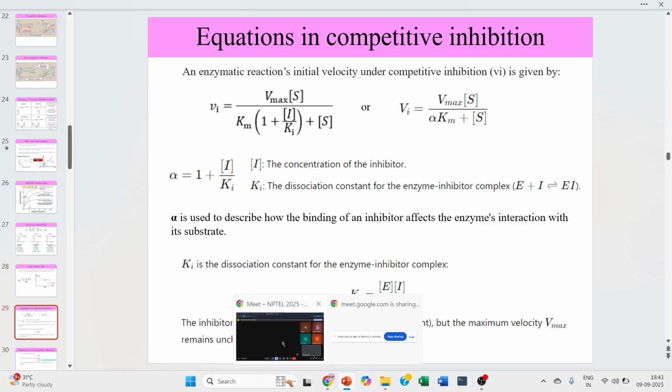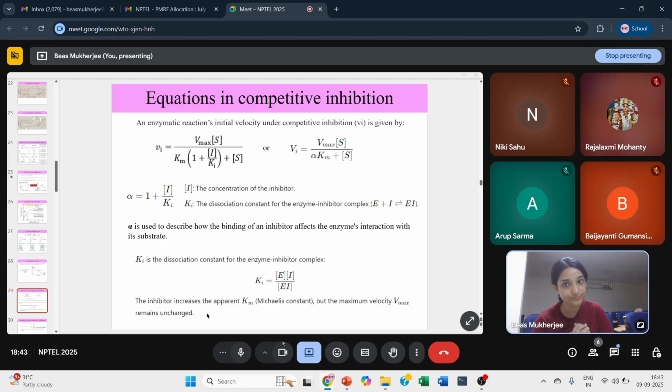Okay. Now equations in uncompetitive inhibition, right? So Vi is equal to Vmax into S, Km into 1 plus I divided by Ki. This is what is represented as alpha. This alpha is actually equal to 1 plus I by Ki, where I is the concentration of the inhibitor and Ki is the dissociation constant for the enzyme inhibitor complex. Okay, so alpha is used to describe how the binding of an inhibitor affects the enzyme's interaction with its substrate.